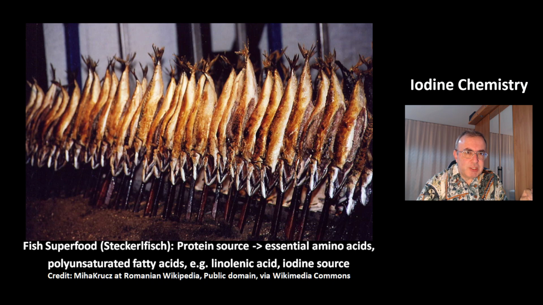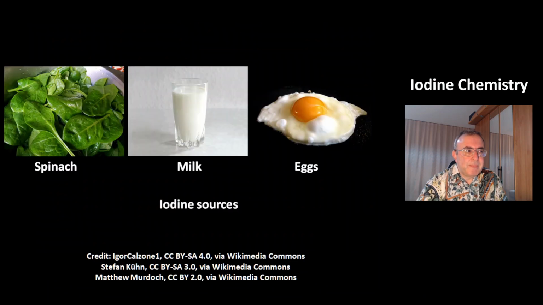There are three reasons why fish is very healthy and a superfood. This is called in Bavaria Steckerlfisch, that's grilled fish on sticks. Number one reason is it's a great protein source because it contains essential amino acids. Number two is it is a very valuable fat source because it contains the polyunsaturated fatty acids like linolenic acid. And number three reason it's a very good source for iodine. Spinach, milk, and eggs are also a very good iodine source.